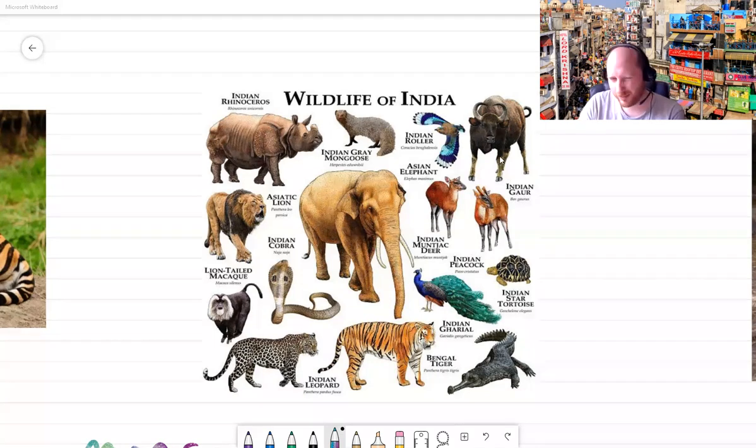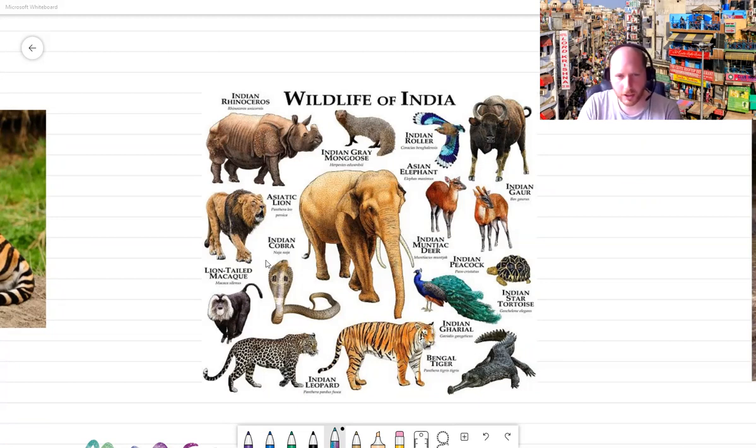I'm not sure how you say that, but yeah, big wild cow. We've got muntjac deer. We've got a peacock here. We've got a star tortoise. Ooh, very cute. We've got a gharial. Looks like some kind of crocodile beastie. We've got a Bengal tiger, like we just saw.